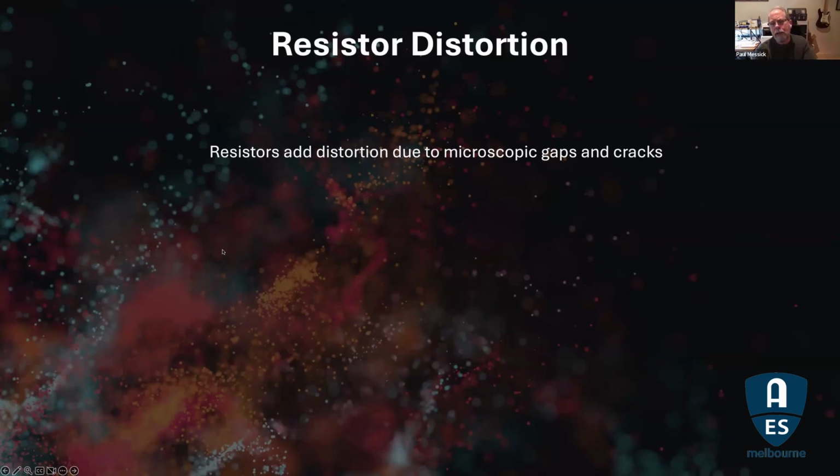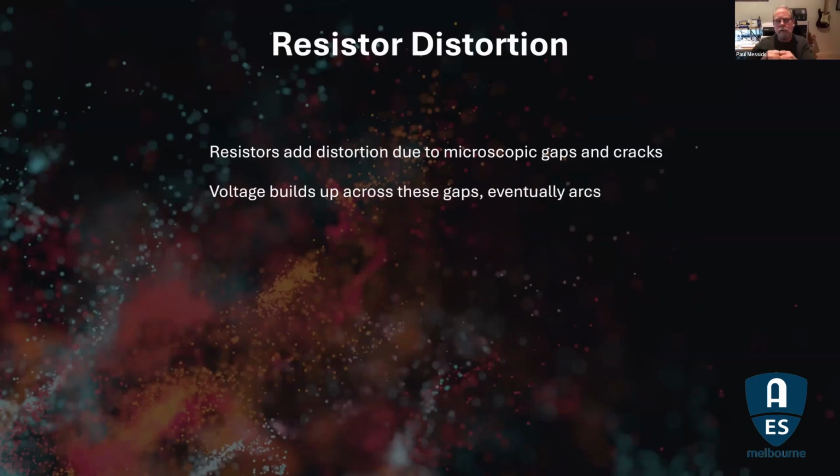So resistors add distortion because there are little tiny microscopic cracks and gaps and things like that in the resistive material itself. If you think about them as being little areas that are in contact, there's a gap between them. And what happens is that as current passes through it, voltage will build up across those gaps, and they're very tiny. So they're small enough that you actually get arcing. And that's where you get distortion.